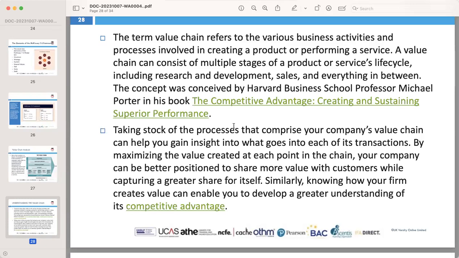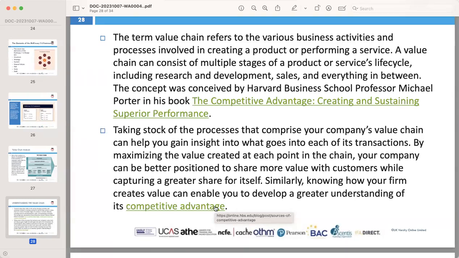Similarly, knowing how your firm creates value can enable you to develop a greater understanding of its competitive advantage. So basically, the value chain encompasses all the business activities and processes involved in creating a product or performing services. As I said, these activities span various stages, including research and development, sales, and everything in between.